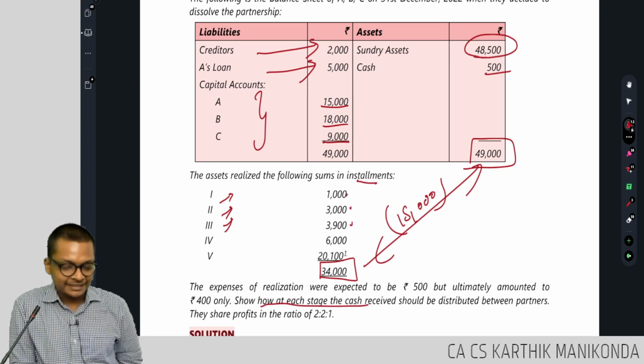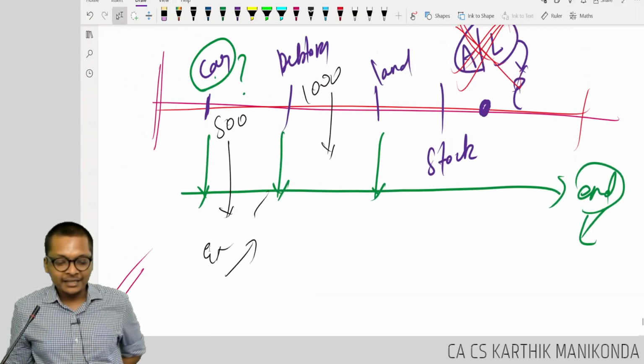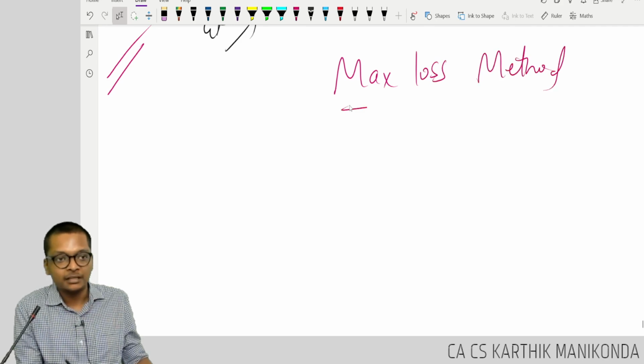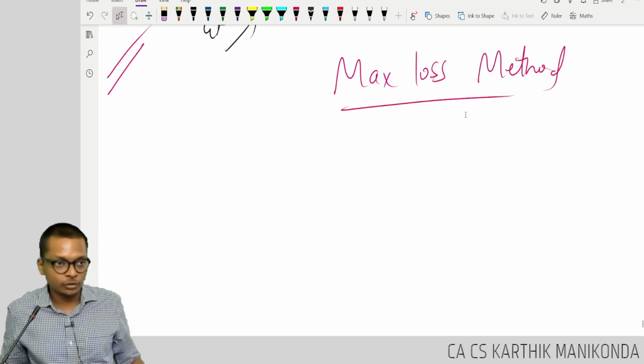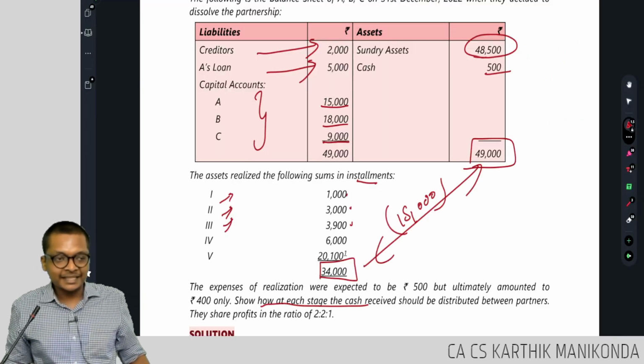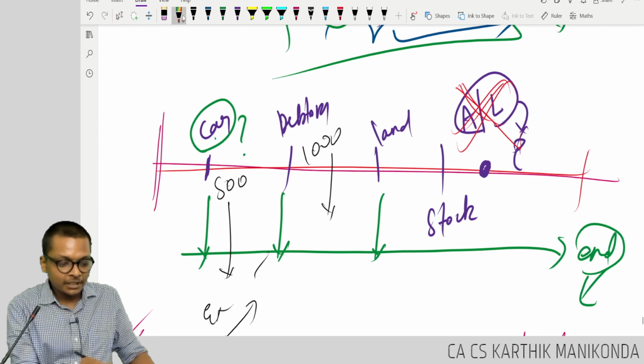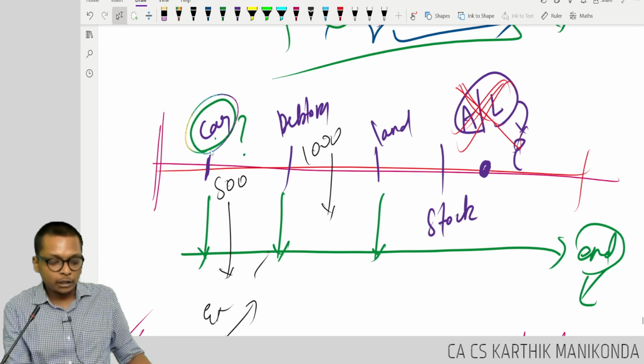So what they are saying, they are making one assumption in this maximum loss method. The name itself gives you the hint. Maximum loss. They are saying, for example, first in our example, they sold the car. They got how much?